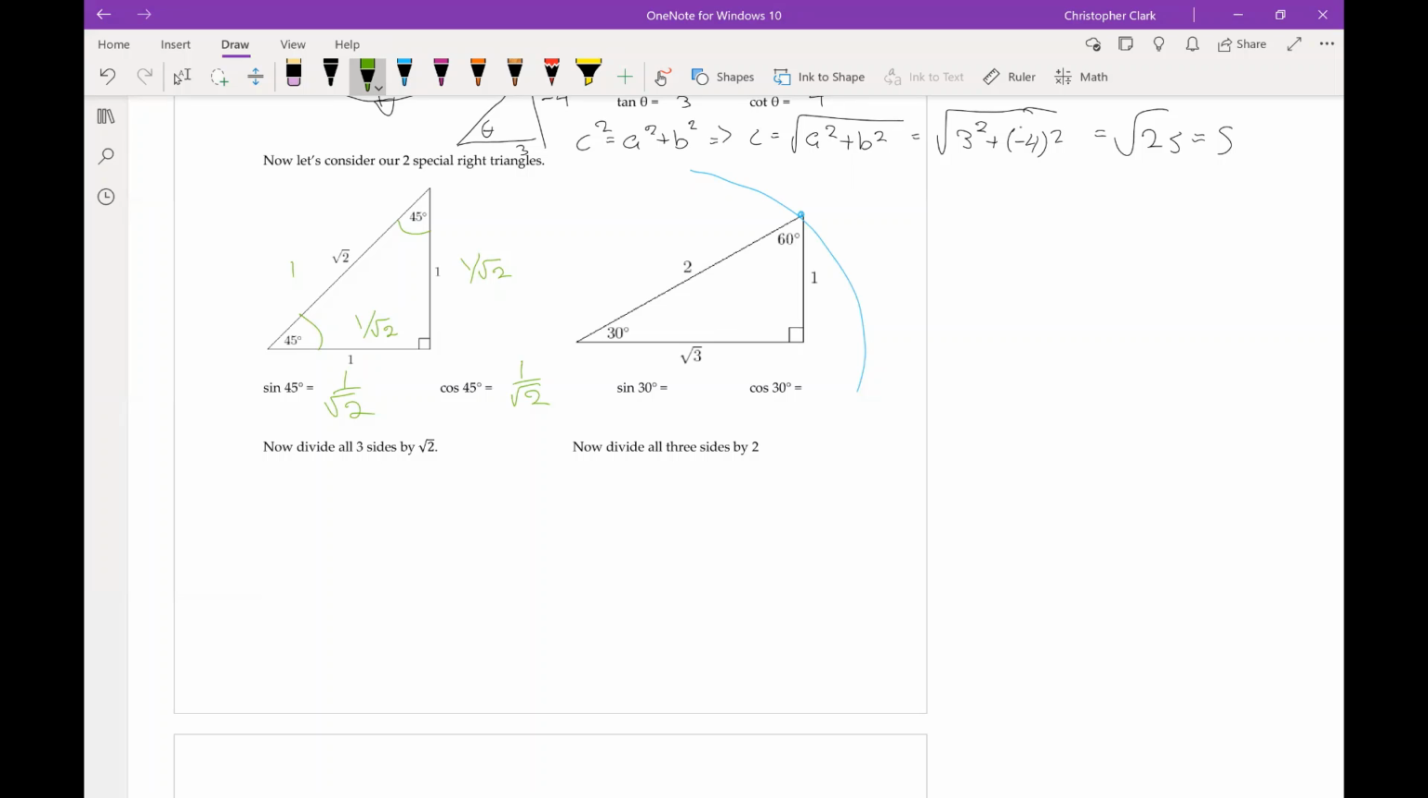So we're going to divide everything by 2. So this becomes square root of 3 over 2, and this becomes 1/2. So now we can ask, what is sine of 30? Well, that's 1/2 divided by 1. Oh, excuse me, this is 1 because we divided everything by 2. So sine of 30 is just 1/2. How about cosine of 30? Well, cosine of 30 is the adjacent, so root 3 over 2 divided by the hypotenuse, which is 1. So we just have root 3 over 2.